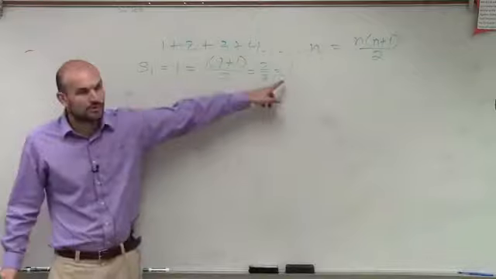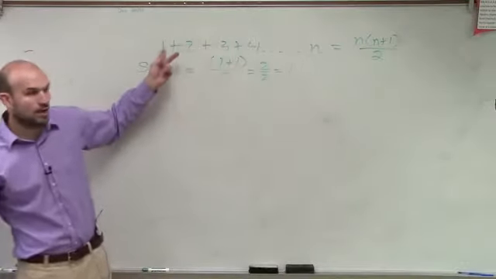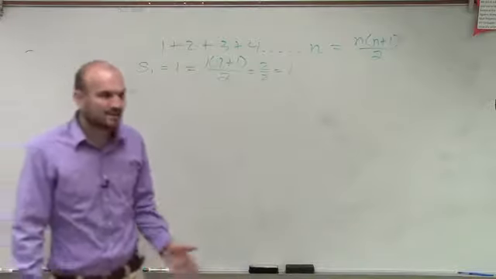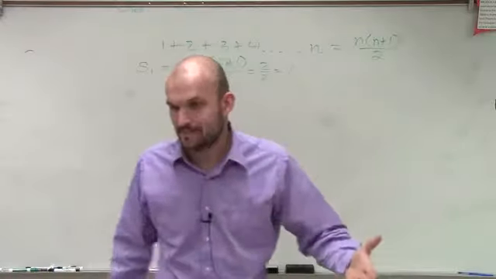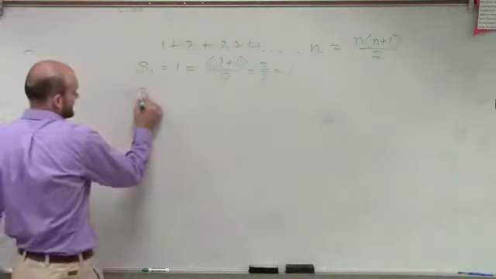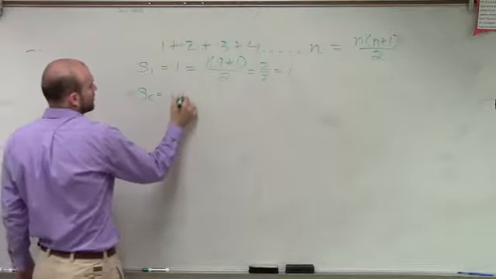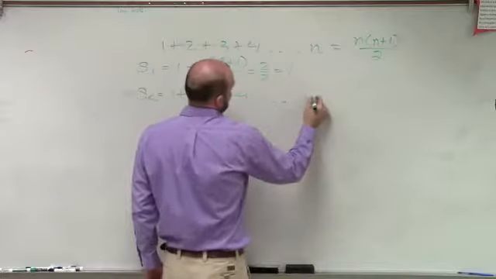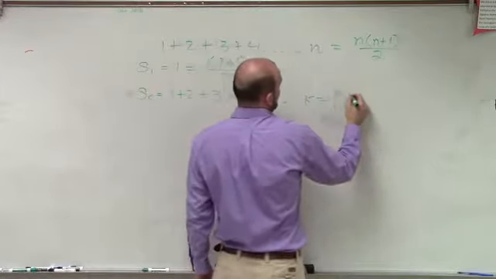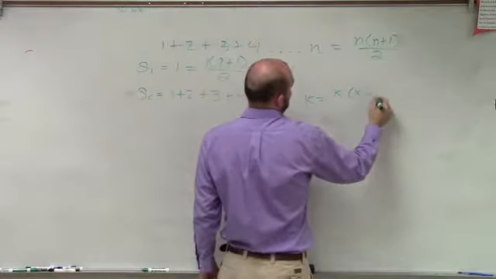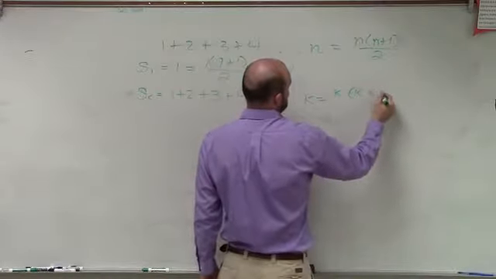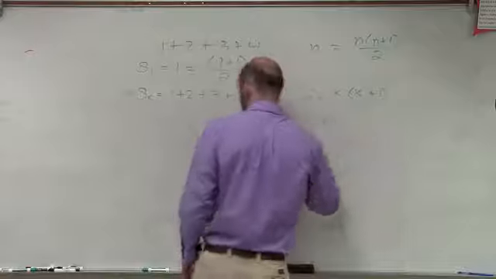So we look at our first term. Does that equal 1? So we're good. Now, let's see if we can prove it for k. We say S of k equals 1 plus 2 plus 3 plus 4, dot dot dot, up to k, equals k times k plus 1, divided by 2.